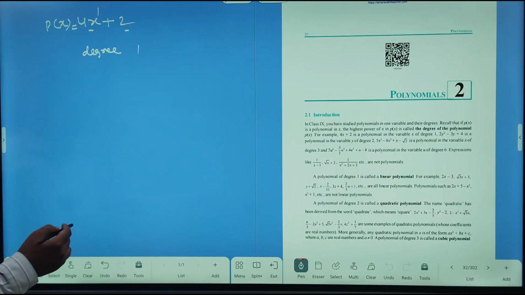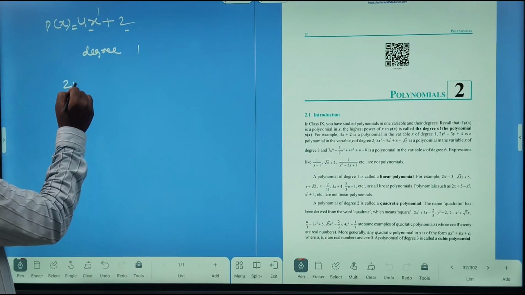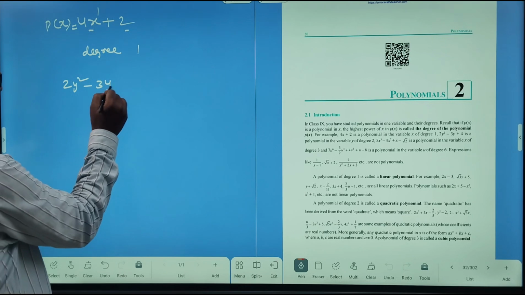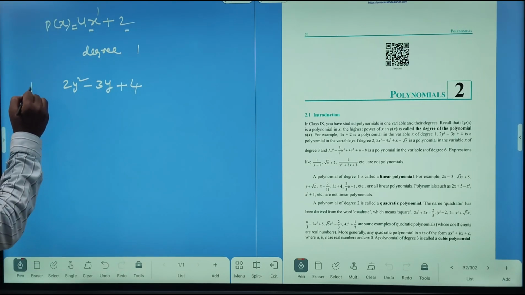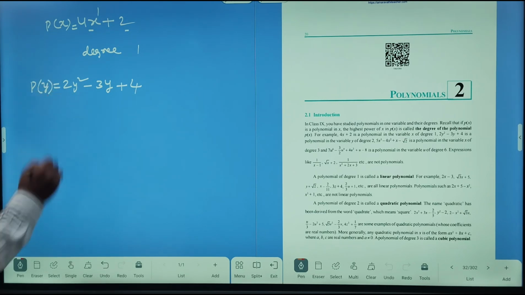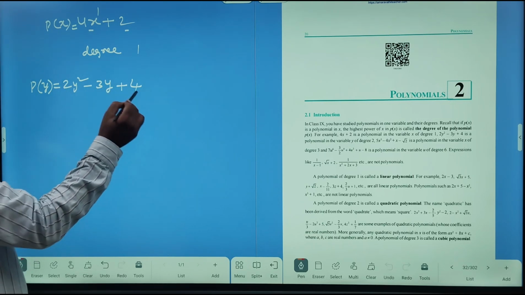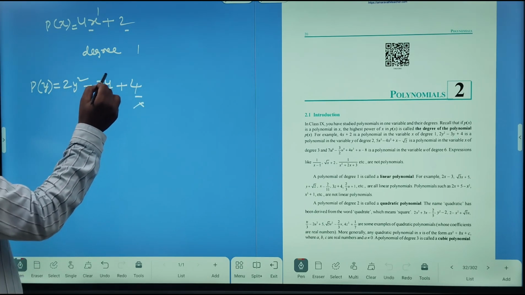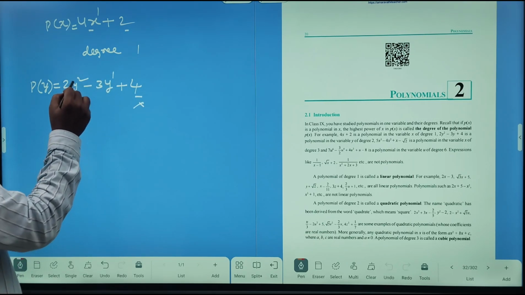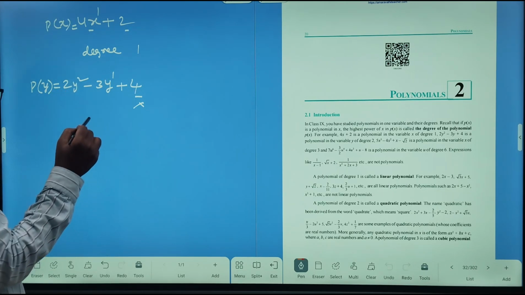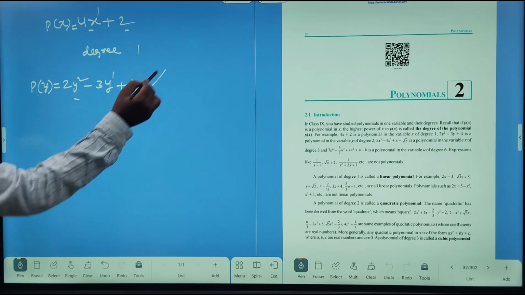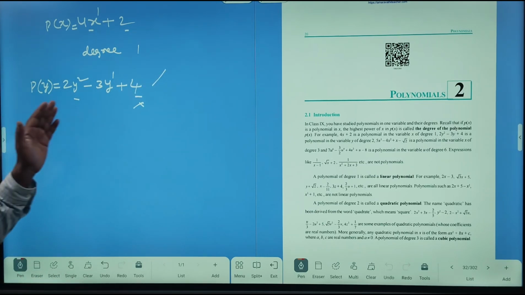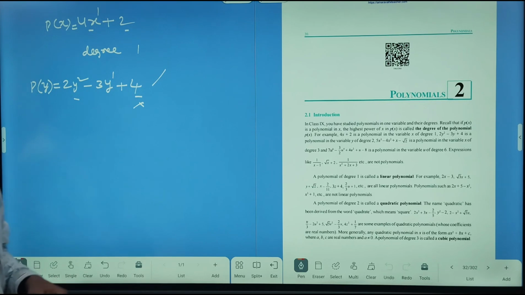Okay, if you take 2y square minus 3y plus 4, this is also a polynomial in terms of y. That is why I am assuming this as p of y. In the variable y of degree 2, what is the highest power for y? Here the power is 1 and here the power is 2. So the highest power is 2 here. The highest power is called degree of the polynomial. So for this polynomial the degree is 2. This is a polynomial in terms of y with degree 2.